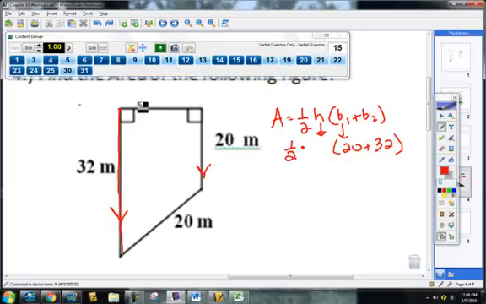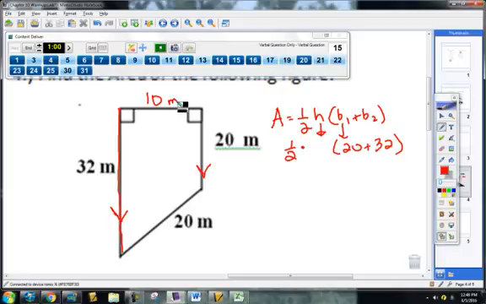Here's what's weird about this. If I said this right here was 10 meters, is it possible now to find the area? Who says yes? Raise your hand. Who says no? Okay, now I see people looking around at each other, so that tells me that they probably didn't know.